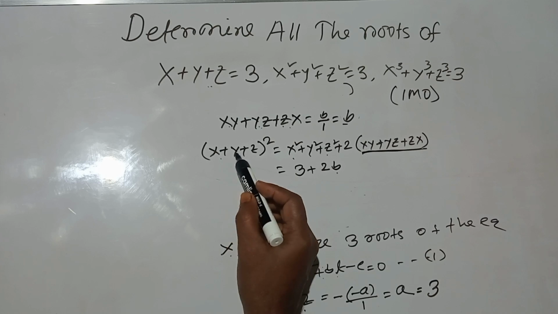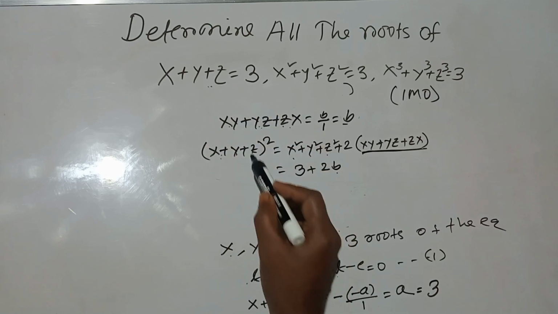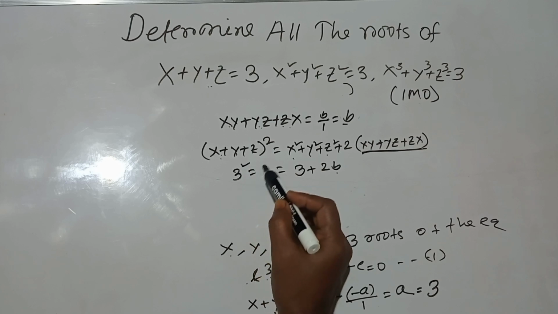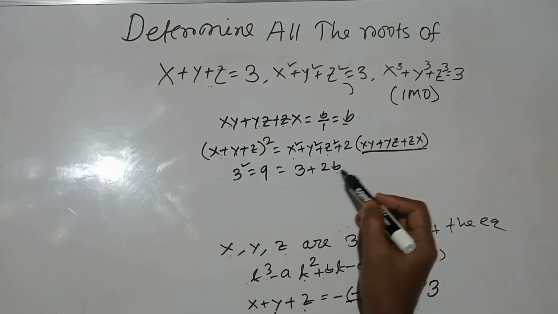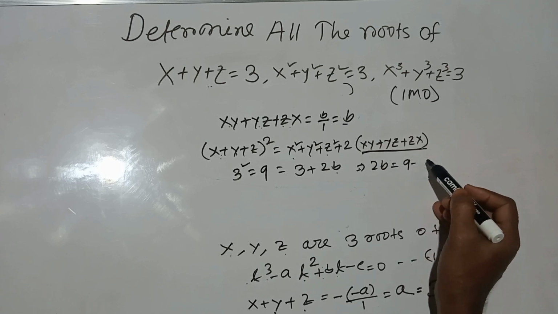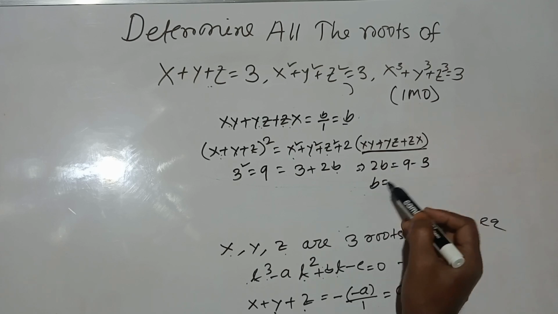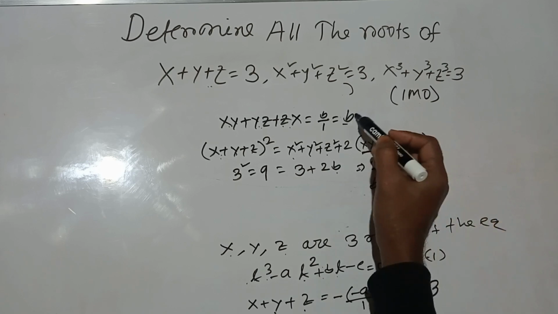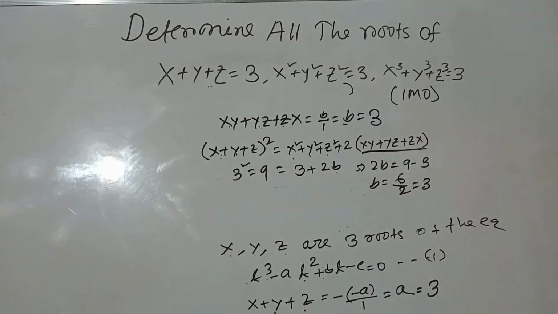And x plus y plus z is simply 3, and 3 square is 9, so 9 equals 3 plus 2b. We can say 2b equals 9 minus 3, so b equals 6 over 2, that is 3. So b is also equal to 3.